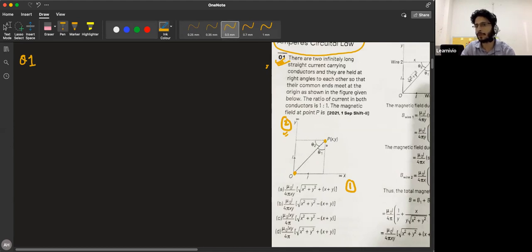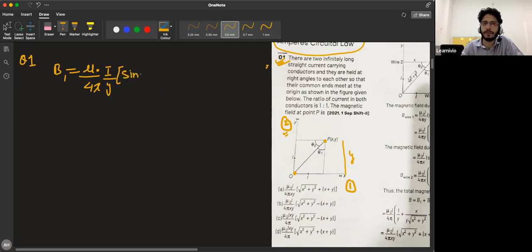To get the magnetic field here due to a semi-infinite conductor, we use this expression: B1 is mu naught by 4 pi, I by a. What is a? a is the perpendicular distance between the conductor and the point. The perpendicular distance is this y, the y coordinate. Then sine theta 1, since one end subtends an angle theta 1 here, plus sine of the angle the end going to infinity subtends at point P.